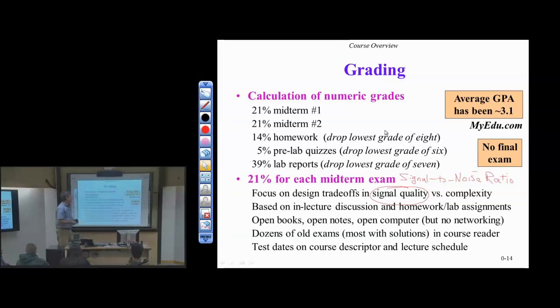Okay, the other thing is, how do the weights work into letter grades? The average GPA for this class has been 3.1, right? So B is 3, B plus is 3.33, and A minus is 3.67, and so forth. So the average GPA has been 3.1 over the course of the class. And you can find this on MyEDU if you want to search for it. The data on MyEDU is accurate for this class.